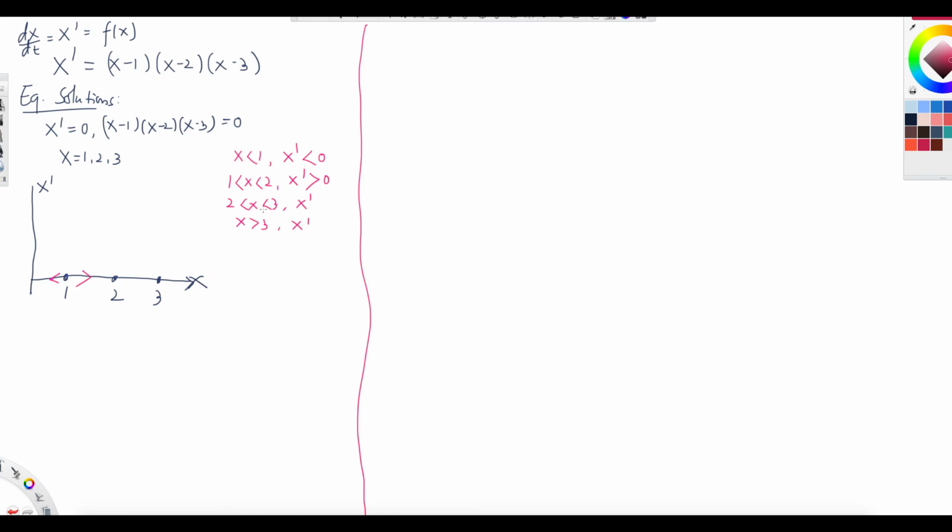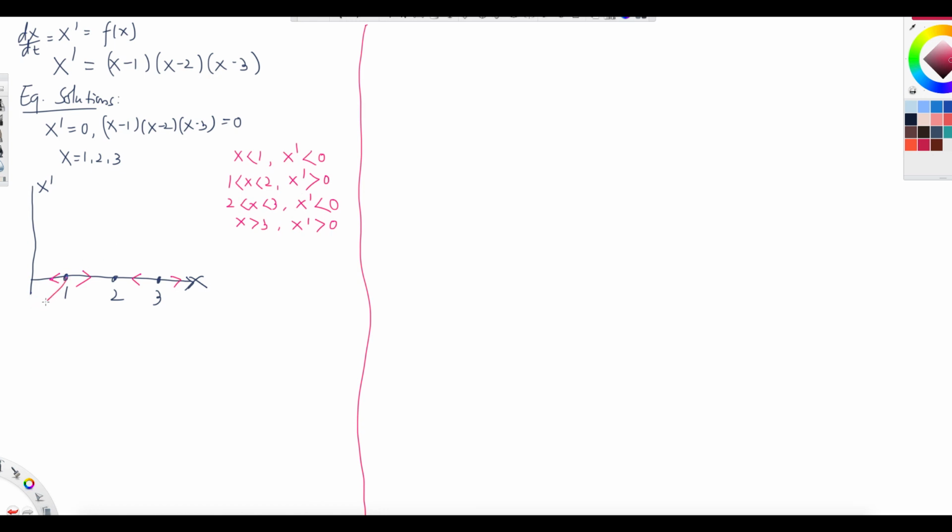Okay. Similarly, if you pick a number between 2 and 3, you will get this negative and this positive, so negative means it goes like that. So it is decreasing. So you can think x prime is negative, right? I'm drawing the graph of x prime.